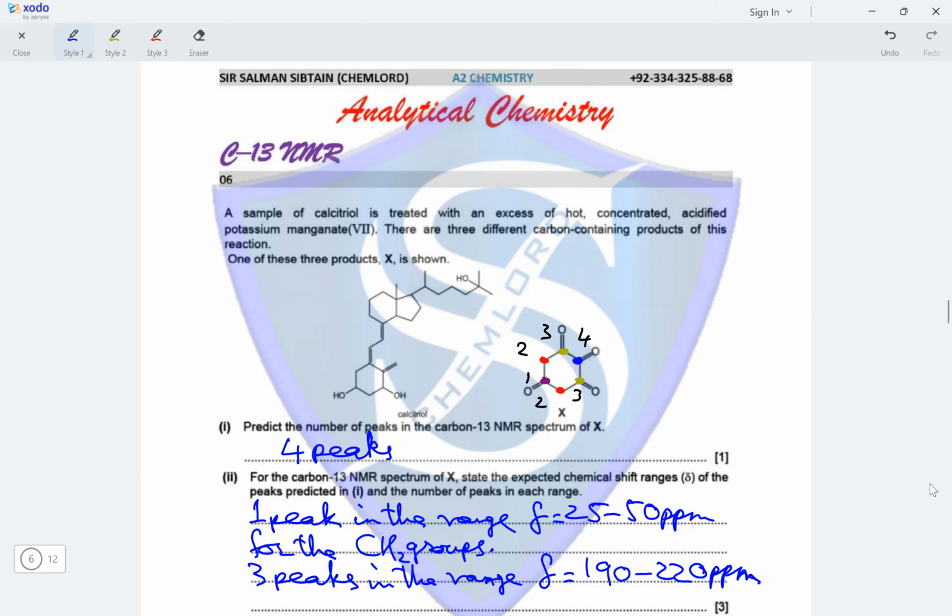So this is for the 4 C double bond O groups. Although there are 4 C double bond O groups, the number of environments is 3, so we would have 3 peaks. And there are 2 CH2 groups, but their environment is the same, so we would have 1 peak. So 1 peak in the range of 25 to 50 parts per million, and 3 peaks in the range of 190 to 220 parts per million for the 4 C double bond O groups present.